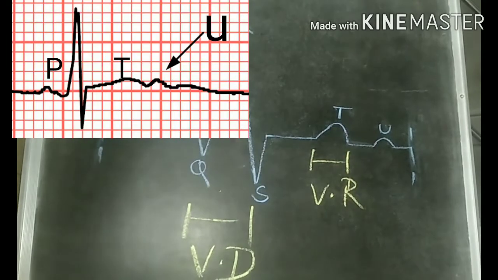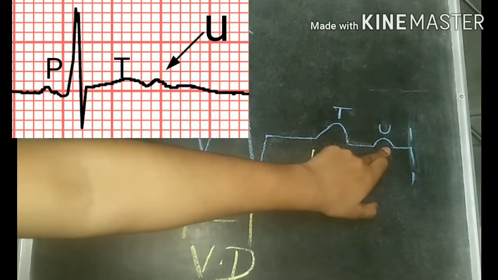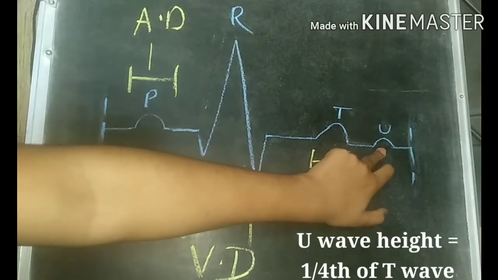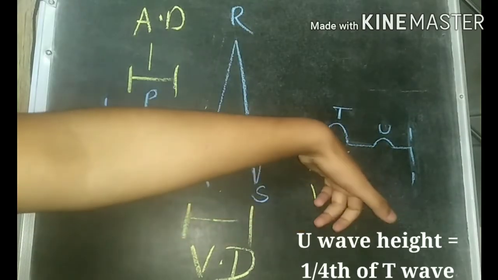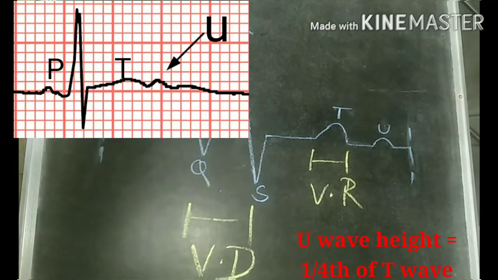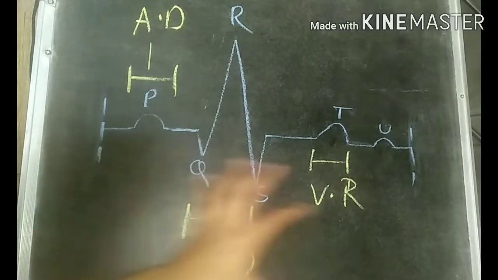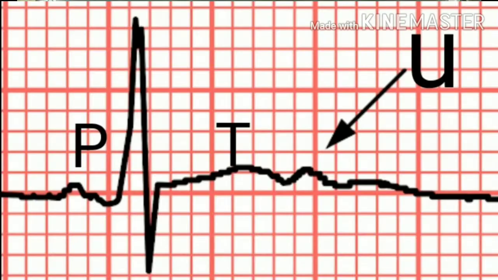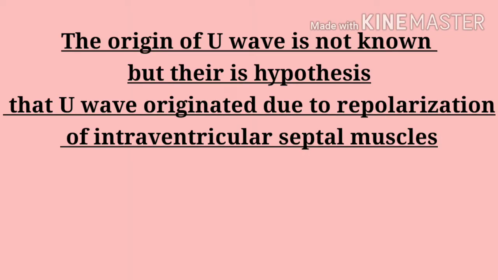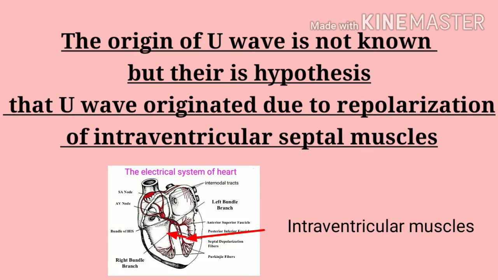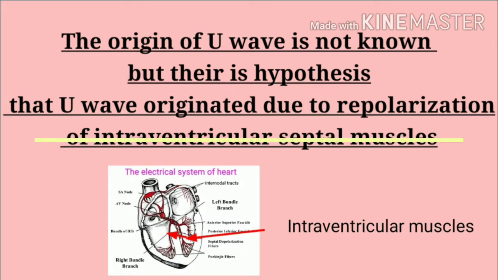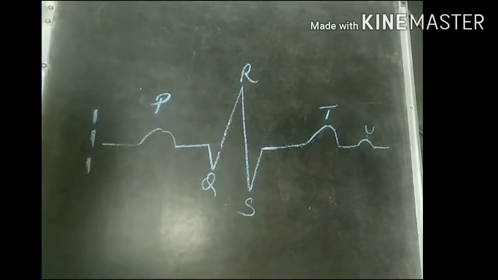And this is a U wave, you might be knowing or not, I don't know. Its height is 1/4 of the T wave. So this is the basic knowledge which all the medical students might be having now. So this is a normal heartbeat, everyone knows. The origin of the U wave is not known, but there is a hypothesis that the U wave originates due to repolarization of interventricular septal muscles.